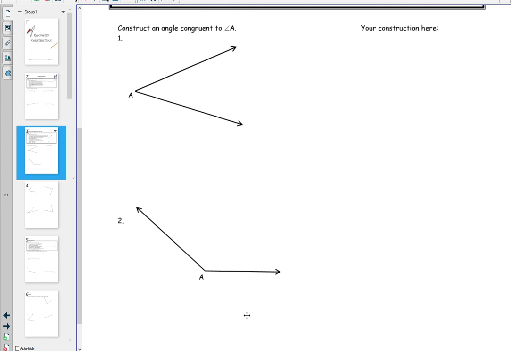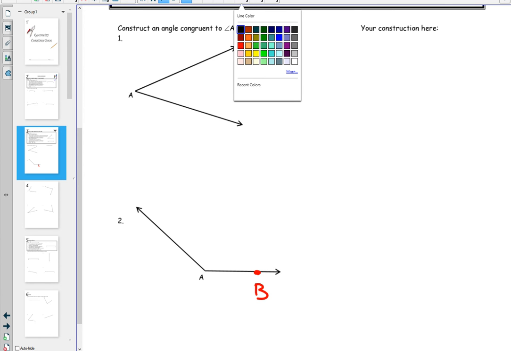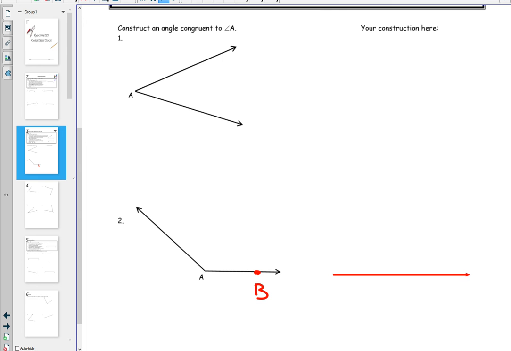Okay, so I did that, right? Pick a point, we'll call this B. Thank you, Ryan. Draw a ray, and measure from C to A, or C to B. Then get the compass and draw until it crosses this arc, and use the compass to measure.